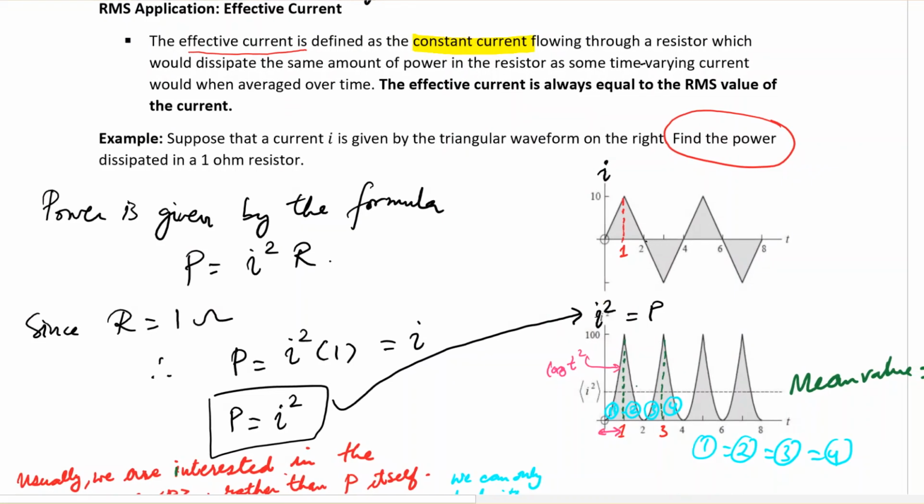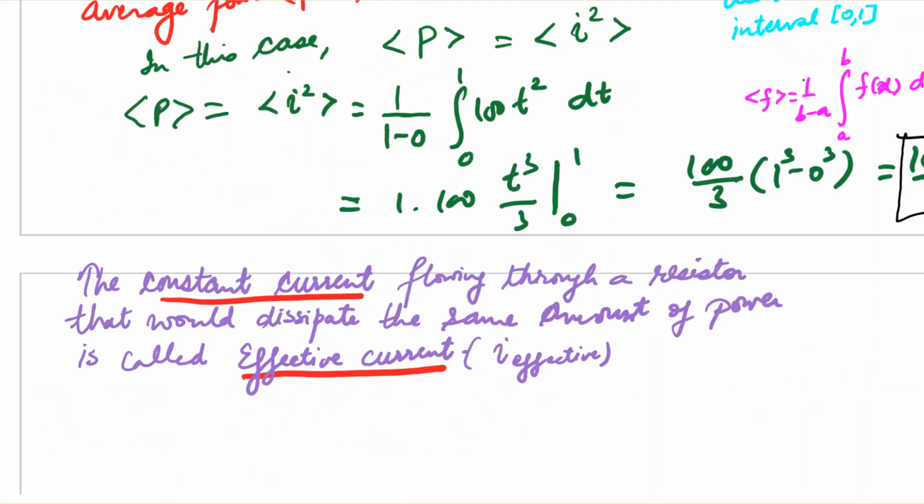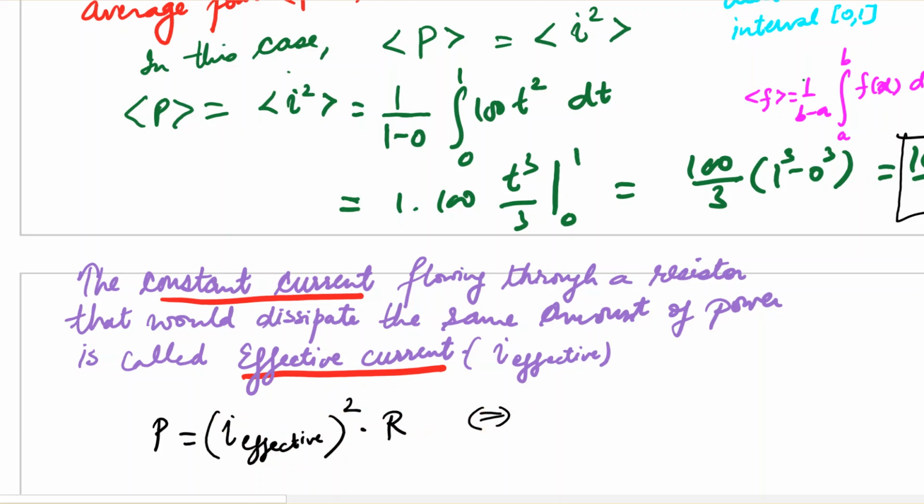So let's make some observations about the effective current now. Since we know that effective current is the constant current that flows through the resistor and would dissipate the same amount of power, that would be our effective current and we can call it I effective. So in the above example the power should be I effective squared times R, and we already found that the average power is 100 over 3, so 100 over 3 is equal to I effective squared.